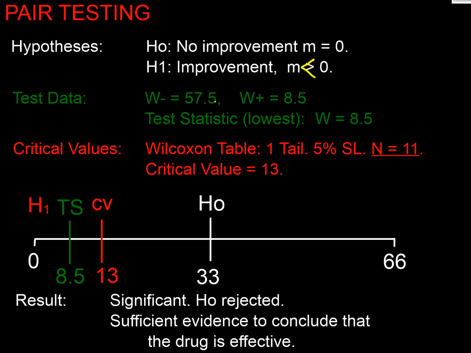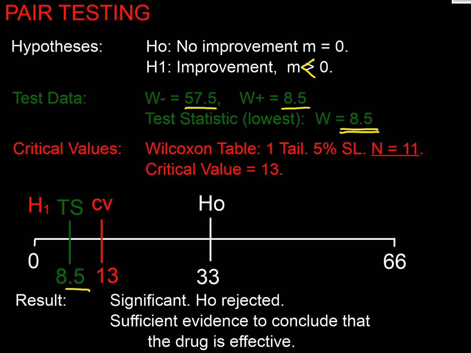Okay, we've got our 2 values we've calculated. For the people who think it's better, 57.5. For people who think it's worse, 8.5. That's the sum of our signed ranks. And as we're going to find our critical values from our Wilcoxon table, we take the lower value, because that's what our Wilcoxon table is going to do, of 8.5.